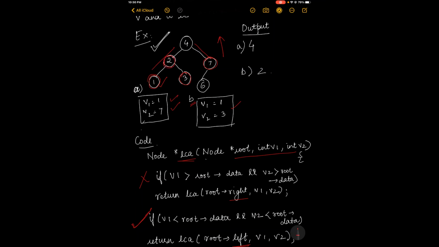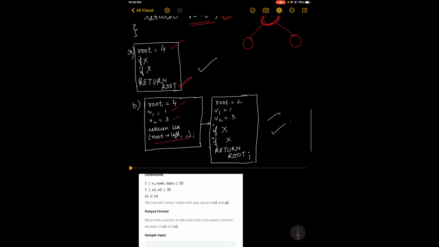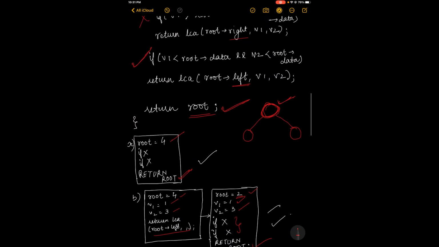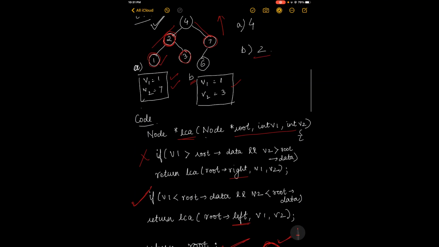As you can see from this diagram, the left child of 4 is 2, and now root equals 2, V1 equals 1, V2 equals 3. Now once we have arrived here, none of the if conditions will be satisfied, because 1 and 3 are the two descendants of 2. So in that case, we will simply return this root 2, and that is our answer as well. So I hope this dry run was clear, and let's now code the solution.